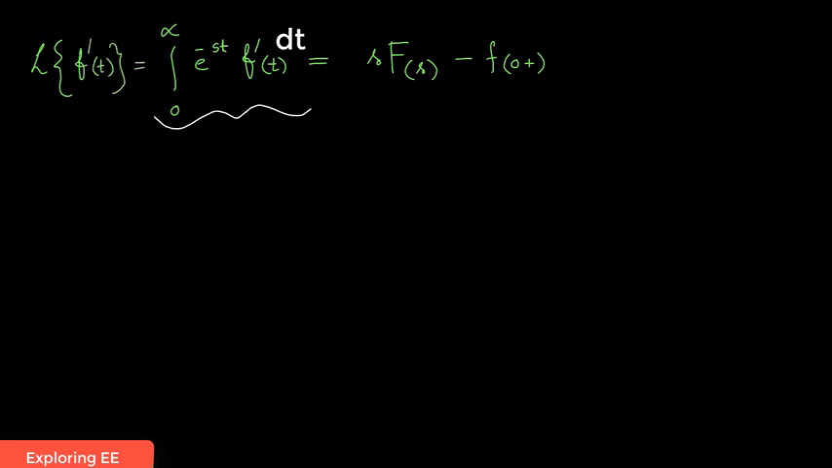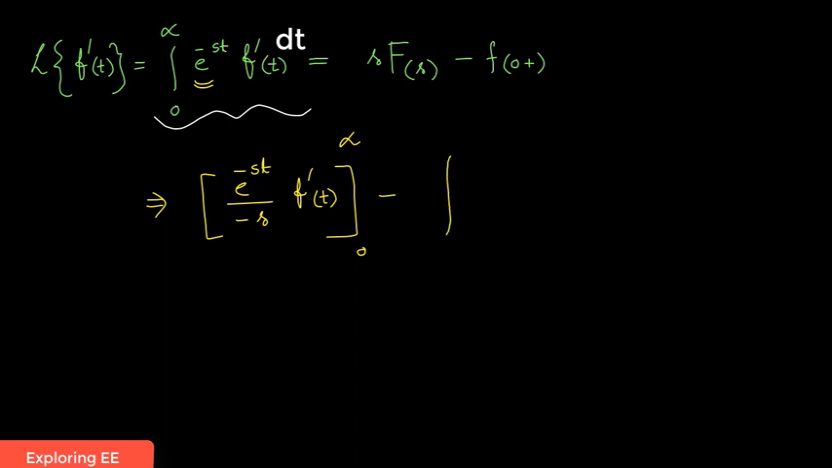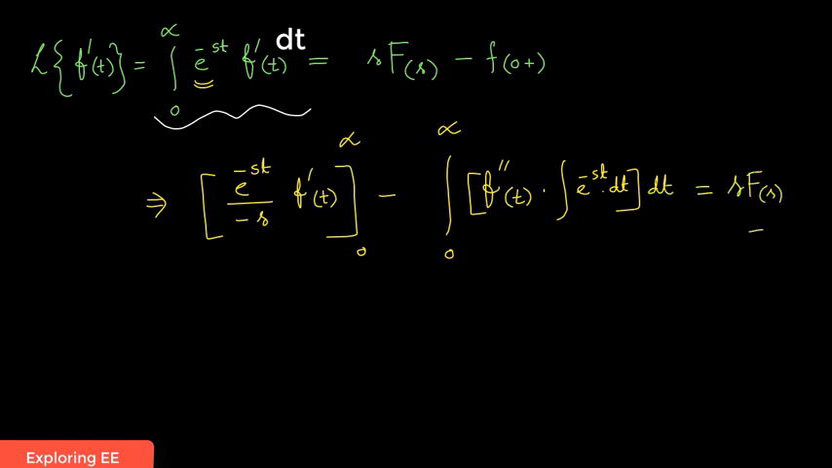If we compute this integral once again, the integration of e to the power minus st will be e to the power minus st by minus s, multiplied by f dash t under the limit 0 to infinity, minus integration 0 to infinity of the derivative of f dash t, which is f double dash t, multiplied by the integral of e to the power minus st dt, whole multiplied by dt, and this is coming out to be s of F(s) minus f(0 plus).